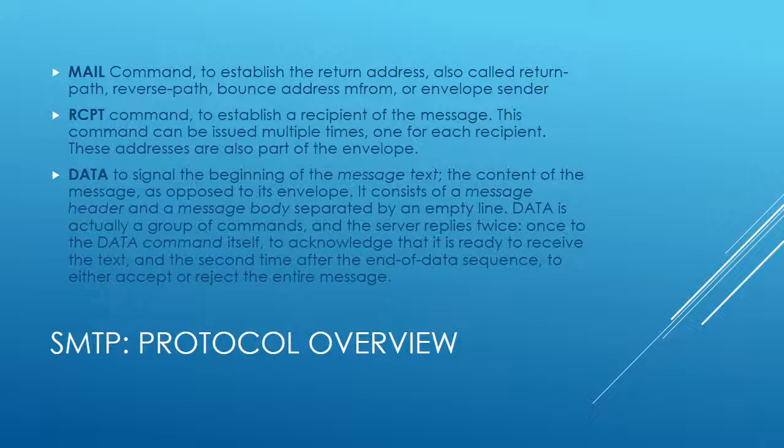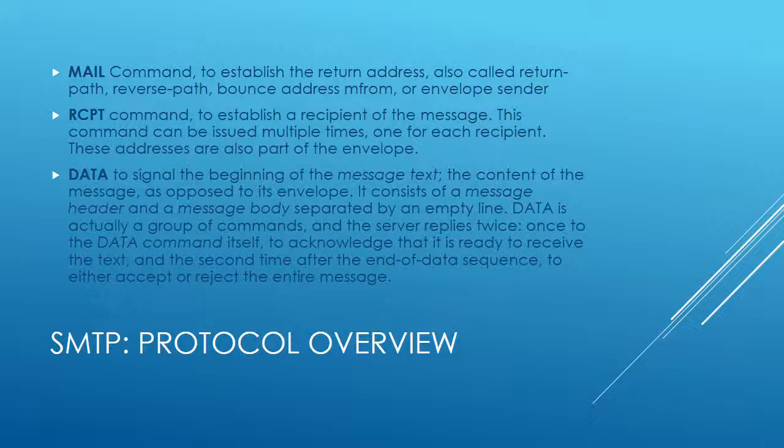An SMTP transaction consists of 3 command and reply sequences. They're MAIL, RCPT, and DATA. The MAIL command is to establish the return address, also called return path, reverse path, bounce address, MAIL FROM, or envelope sender. The RCPT command is to establish a recipient of the message. This command can be issued multiple times, one for each recipient. These addresses are also part of the envelope.